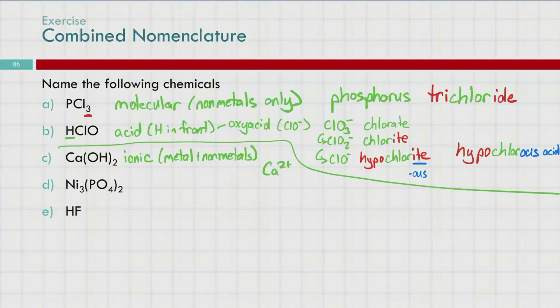Since we know that it's Ca2+, and it only forms that one charge, we can just write calcium for the calcium part. And then we need to know what's the name of the OH group. It's one of our polyatomic ions. Yeah, it's hydroxide. So the name for this is just the name of the 2 different ions put next to each other, calcium hydroxide.